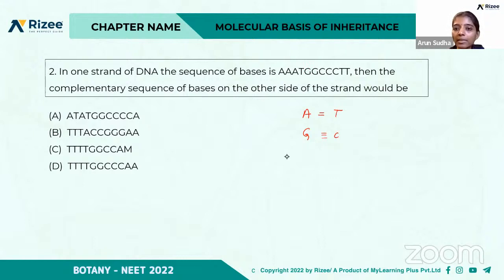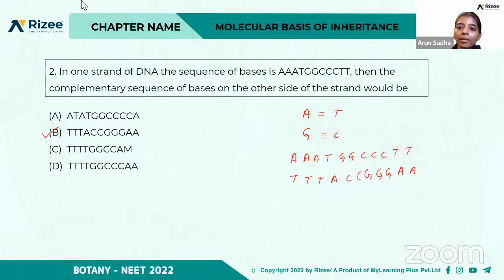If you take the sequence, that is first A, T, G, G, C, C, C, T, T. The complementary base for adenine is thymine, for thymine it is adenine, for guanine it is cytosine, for cytosine it is guanine, and for the last thymines, adenine. So the correct answer is B. So you're clear with the complementary bases, right? Yeah.